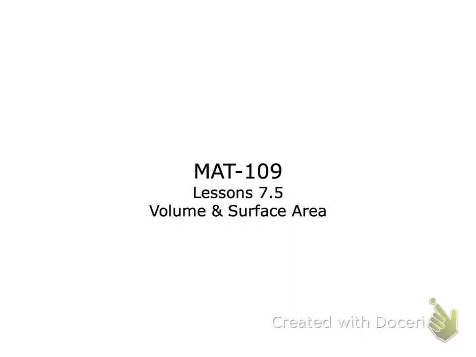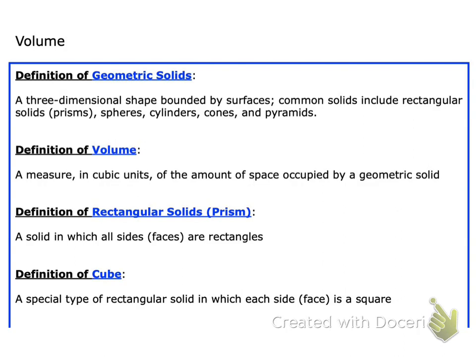Okay, for 7.5, we're looking at volume and surface area. So lots of definitions for us to make sure we understand. A geometric solid is a three-dimensional shape bounded by surfaces. Common solids include rectangular solids, also called prisms, spheres, cylinders, cones, and pyramids. The definition of volume is a measure in cubic units of the amount of space occupied by a geometric solid. So essentially you're filling the space inside. You're filling that up.